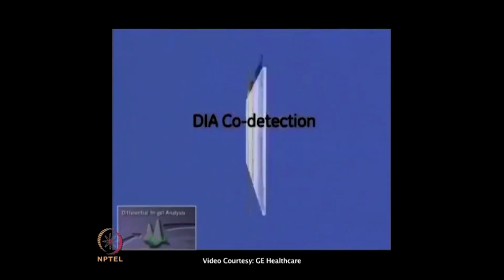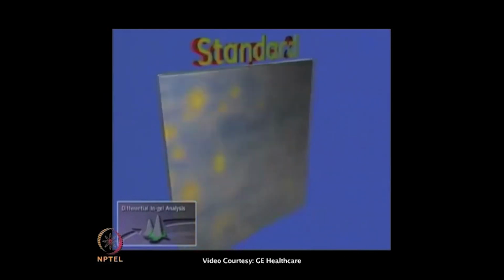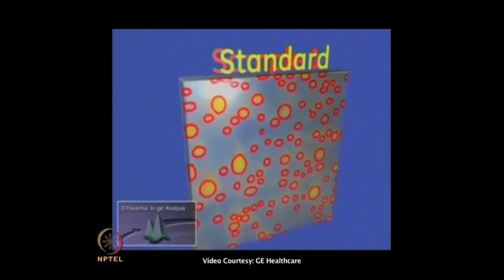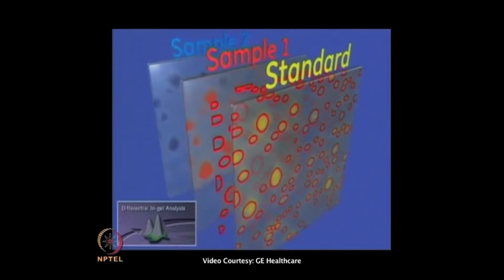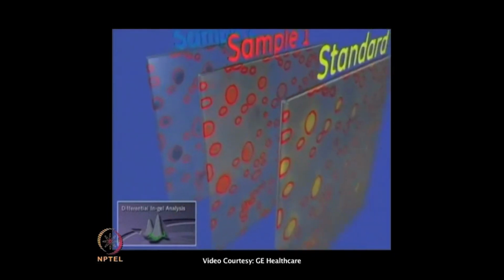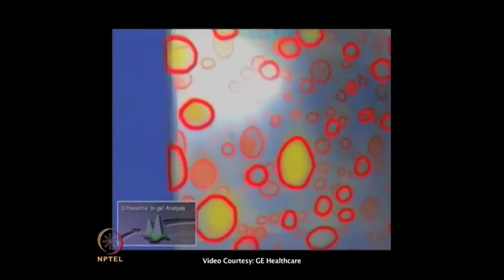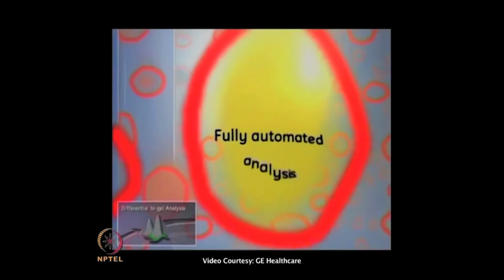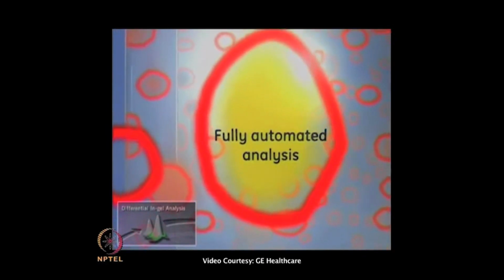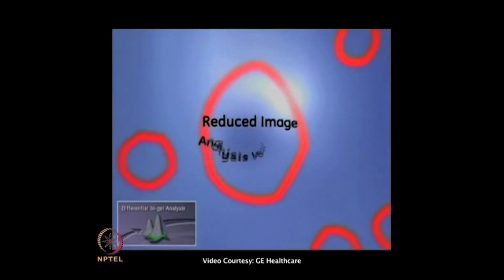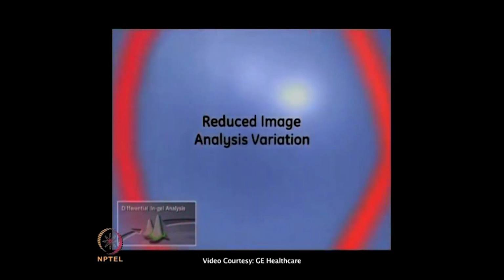Then in DIA there will be co-detection. The co-detection is nothing but a standard gel which is labeled with Cy2. From the same area we are expanding the remaining 2 images also, so that the artifacts can be minimized. Again, this is fully automated analysis. There will be very little manual interference in this analysis.